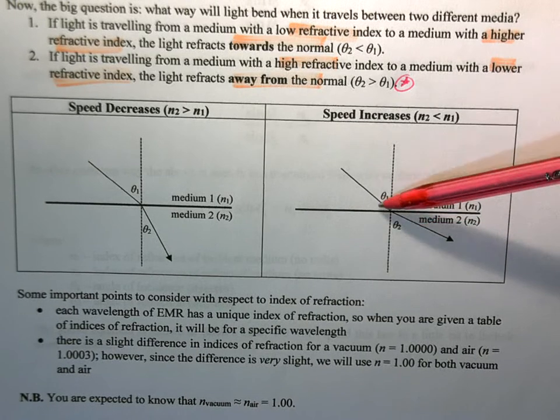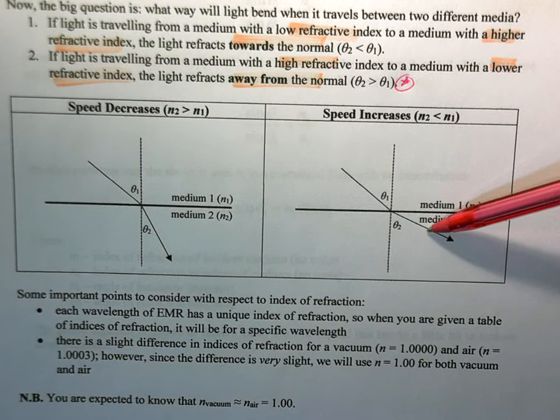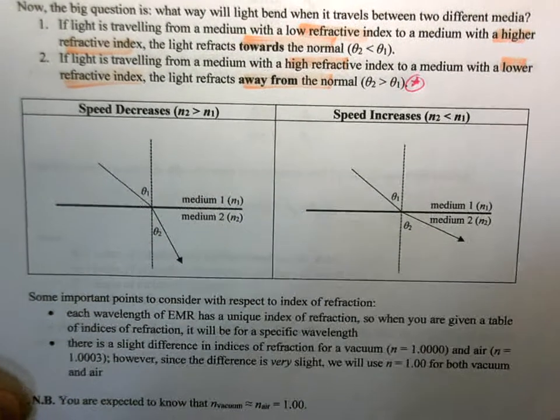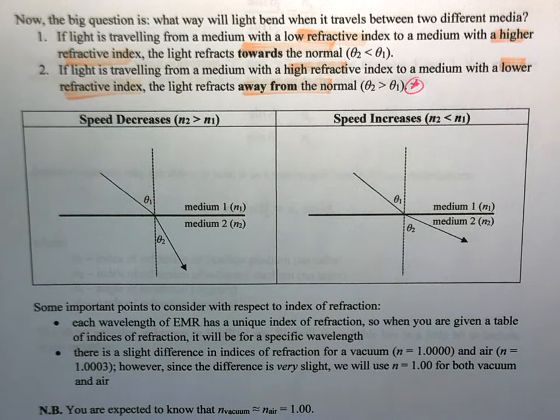When we go to the lower index, the light is going to speed up. And when it speeds up, we're going to notice that that angle of refraction is a little bit larger. So this is certainly important to note.